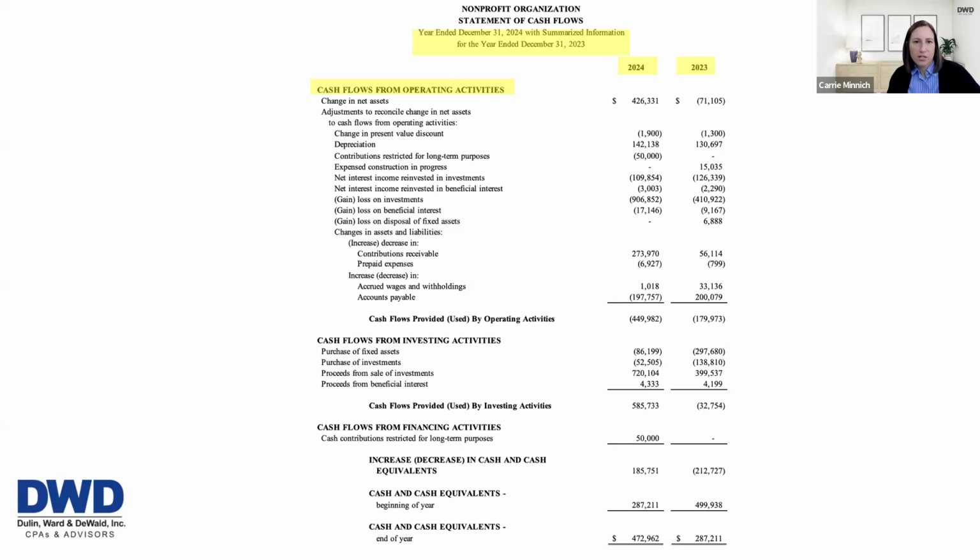We have three sections here. We have the cash flows from operating activities. We have cash flows from investing activities, and we have cash flows from financing activities. So all of the activity is divided between these three different activities. And then we have the cash at the beginning and the end of the year.